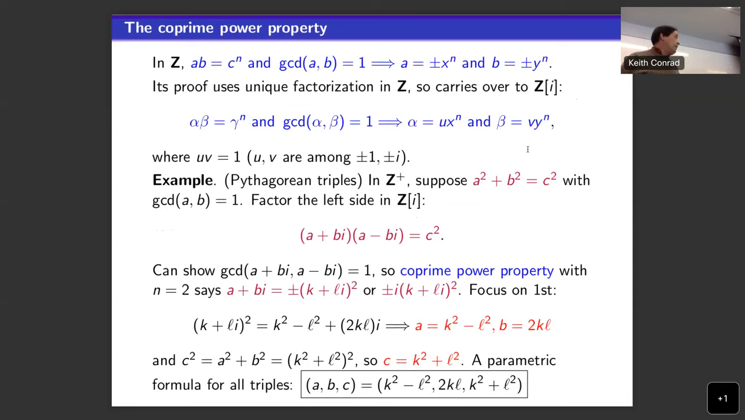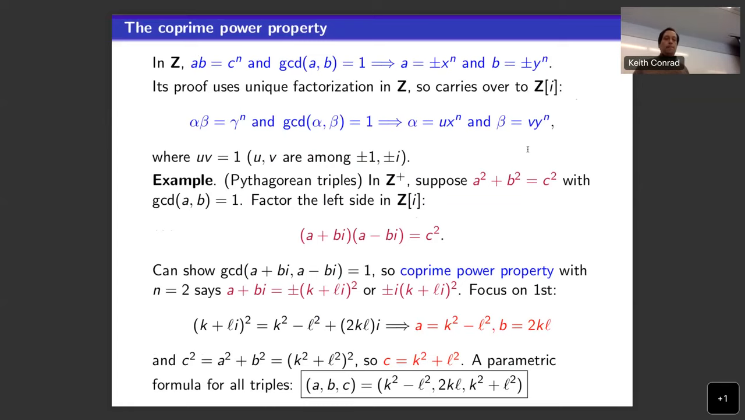So what we find then is that c squared, plugging in these formulas, is a squared plus b squared, and algebraically, the sum of those two numbers squared is (k squared plus l squared) all squared. So taking square roots, c is the sum of two squares. So in fact, we get a parametric description of a, b, and c in terms of unknown integers, k and l. For instance, if k is 2 and l is 1, then this triple becomes the usual 3, 4, 5.